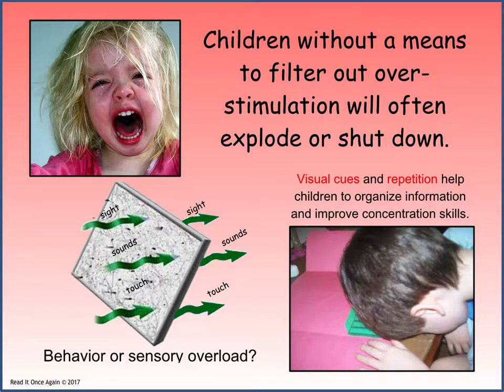Children without means to filter out overstimulation will often explode or shut down. Unfortunately, many children with sensitive sensory systems have a combination of sensory issues happening all at the same time. Visual cues and repetition help children to organize information and improve concentration. Often, your occupational therapist has been trained in sensory issues and can serve as an excellent source of information and suggestions.